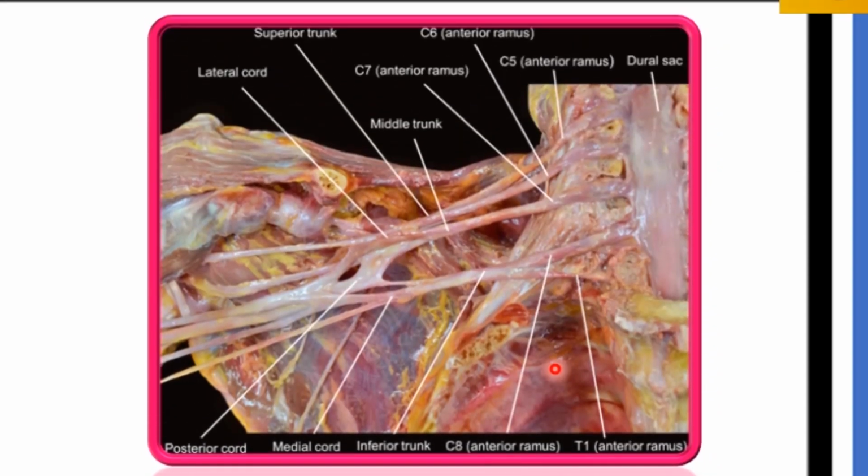The picture here is actually a live dissection of a cadaveric specimen. And here we can also pick the roots, and we can see how they are forming here. This is the last 2 roots, the C8 and T1, forming the lower trunk. This is the middle trunk, which is C7 continuing, and then we have the C5 and C6 continuing, fusing together to form the upper trunk.